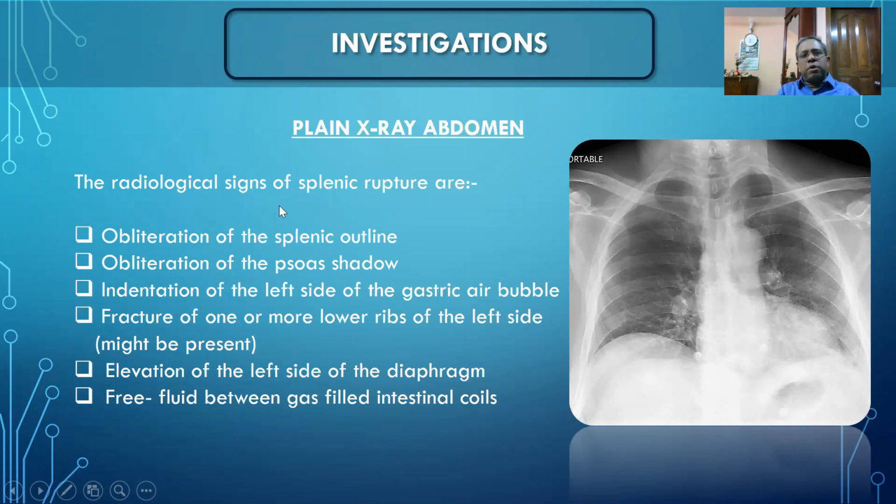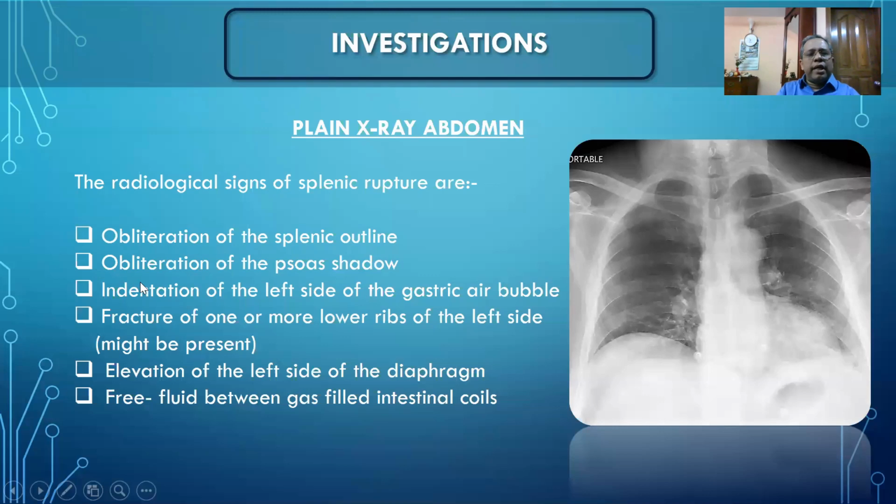The radiographic signs of splenic rupture are obliteration of the splenic outline. If you do a good quality plain X-ray abdomen in erect posture, you can evaluate the soft tissue shadow of the spleen. That soft tissue shadow is not well outlined. Behind the spleen on the medial side there is a psoas muscle shadow. If there is hemorrhage there, the psoas shadow is obliterated by a collection of blood. So, obliteration of the psoas shadow.